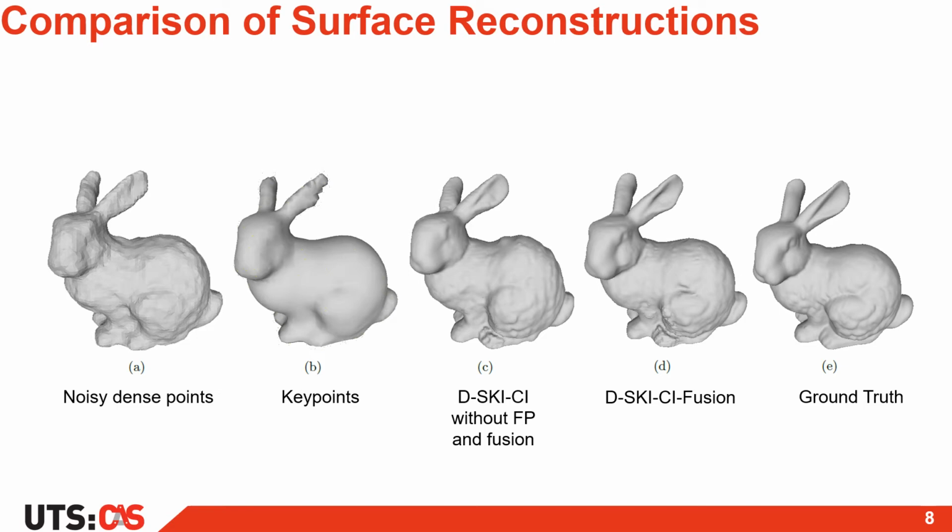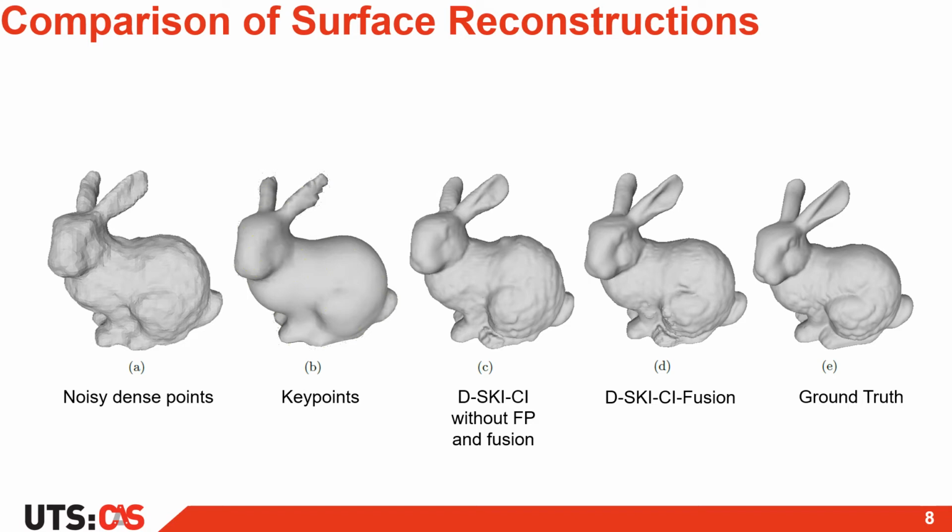I will talk about a quantitative evaluation of the surface reconstruction with the Poisson algorithm from different sources. For reconstruction directly from the noisy dense points, we can observe an inaccurate mesh due to the noise. And for figure B, the result is quite smooth without details. The reason is the points are accurate but sparse.